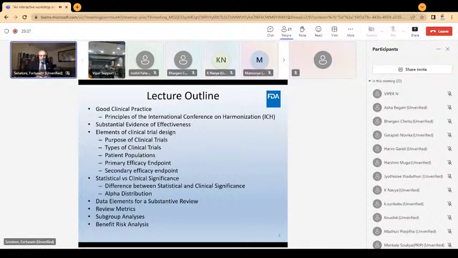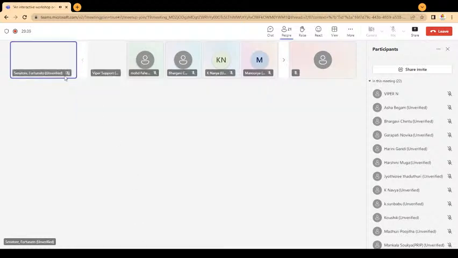When we want a drug to be effective, the evidence must be substantial, so we need to define what that means. And then I'm going to talk about elements of clinical trial design, the purpose of clinical trials, the types of clinical trials, the patient populations, the primary efficacy endpoint definition, as well as secondary efficacy endpoint definitions. I'm going to talk about statistical versus clinical significance and the difference between the two, and what it means when one says we have to have adequate alpha distribution.